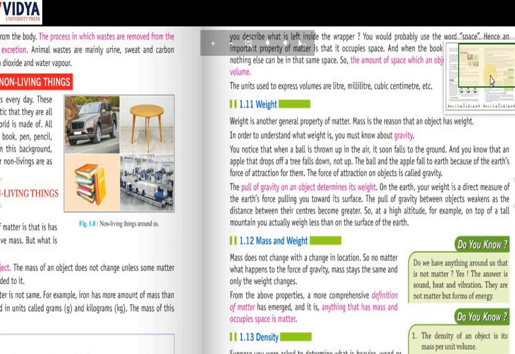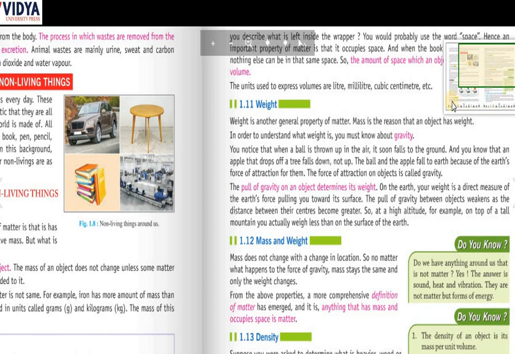So all the non-living things occupy space, as given in this example of your book. It also occupies space, and how much space does it occupy? To find out, cover your book with a paper and then remove the book. What is left inside that wrapper or paper is the space this book has covered.